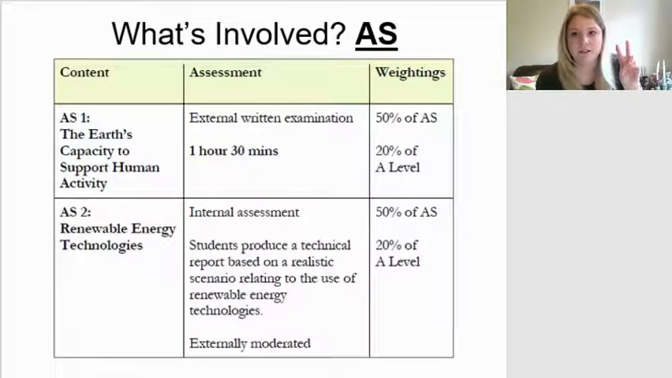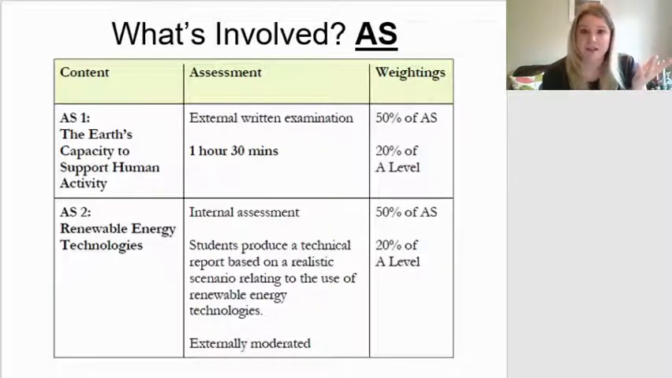So you can see that there are two units. The first unit is called the Earth's capacity to support human activity, and you will learn all the information about that and then do an exam at the end of the year. So you can see there that's worth half of your AS, and then that goes on to be worth 20% of your overall A level.